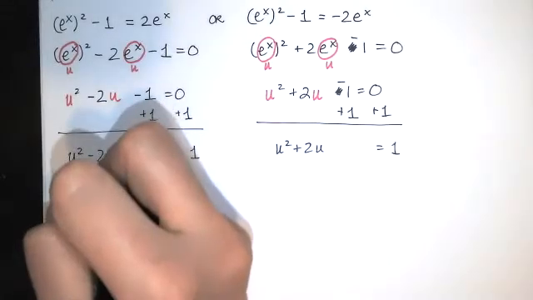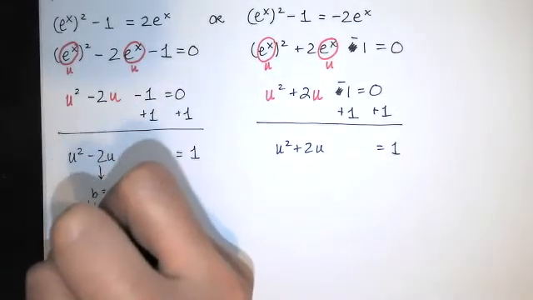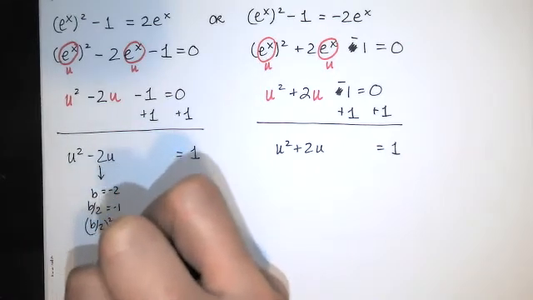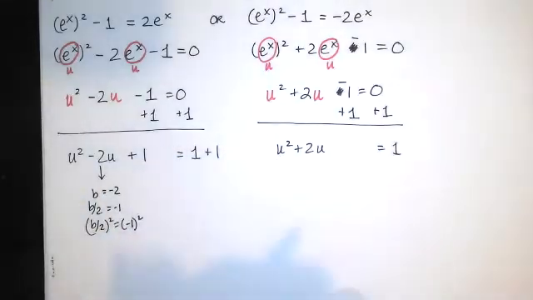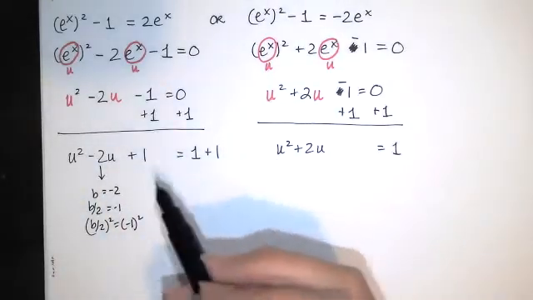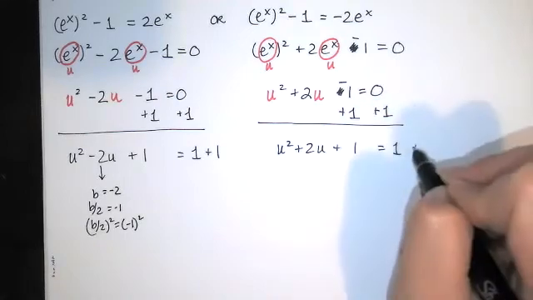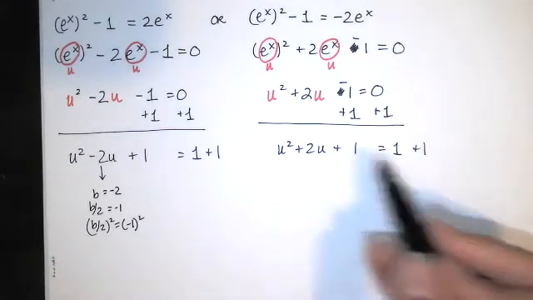I'm going to complete the square. So the number in front of u is b. Take half of that. It's negative 1 and square it. Negative 1 times negative 1 is positive 1. So you want to add that to complete the square on that side, and make sure you add 1 to the other side to compensate. You want to make sure you do the same thing to both sides. The same thing is going to happen over here. B is just positive 2 instead of negative 2.